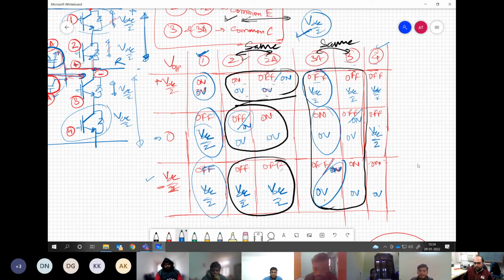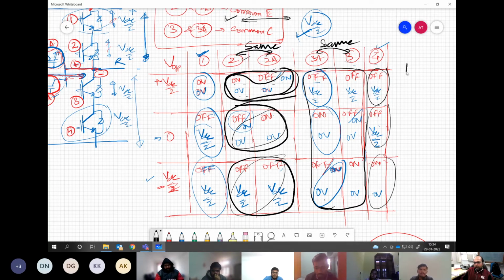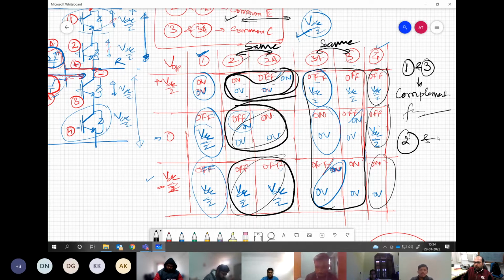Similarly, for 2 and 4, you can draw the conclusion that whenever this is on, this is off. Whenever this is on, here again this is off. So what is happening in effect is that our devices 1 and 3 are operating in complementary fashion, and 2 and 4 are operating in complementary fashion.